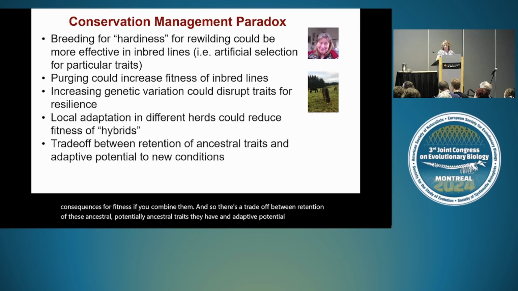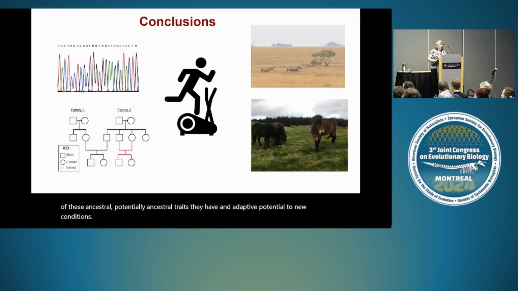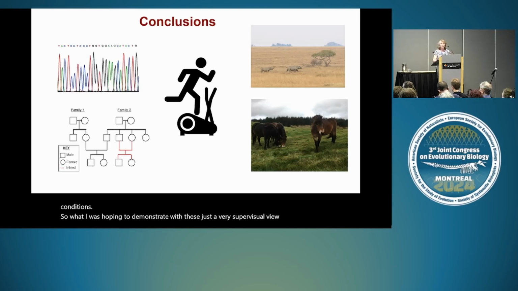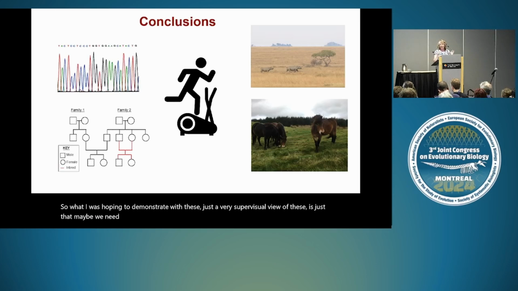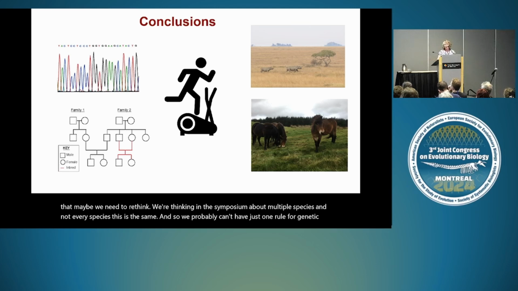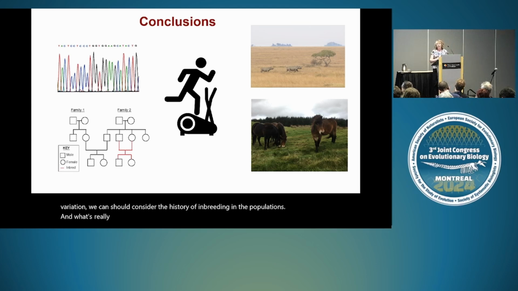to new conditions. So what I was hoping to demonstrate with these, just a very superficial view, is that maybe we need to rethink. We're thinking in this symposium about multiple species, and not every species is the same. And so we probably can't have just one rule for genetic rescue that's going to apply. So if we're going to consider increasing genetic variation, we should consider the history of inbreeding in the populations. And what's really critical and hard to get are actual measures of phenotypic fitness that you can relate.